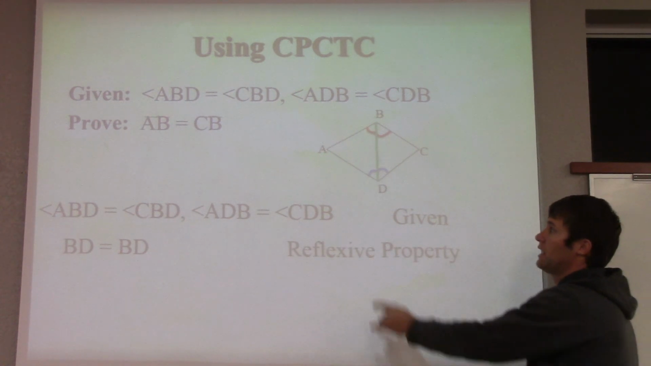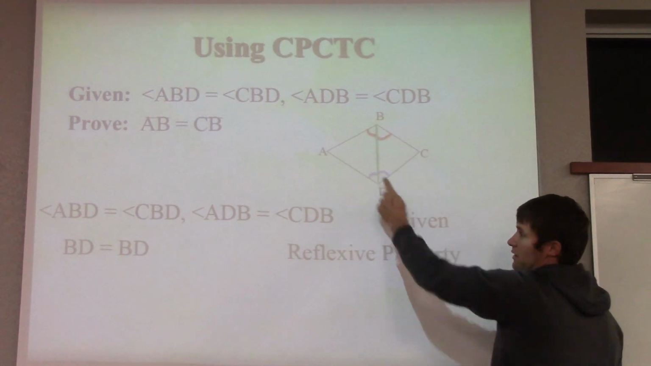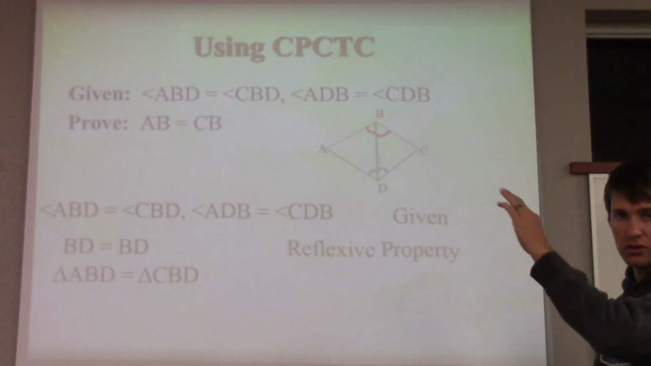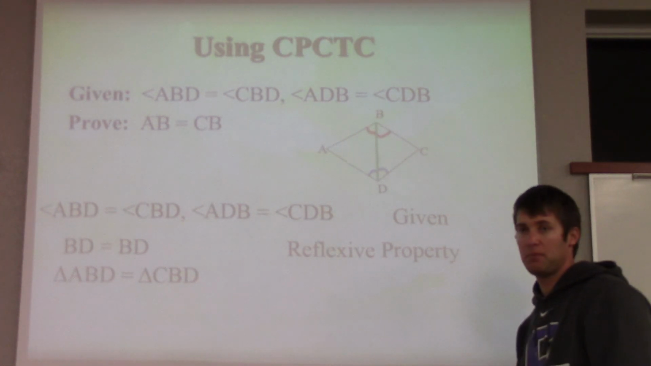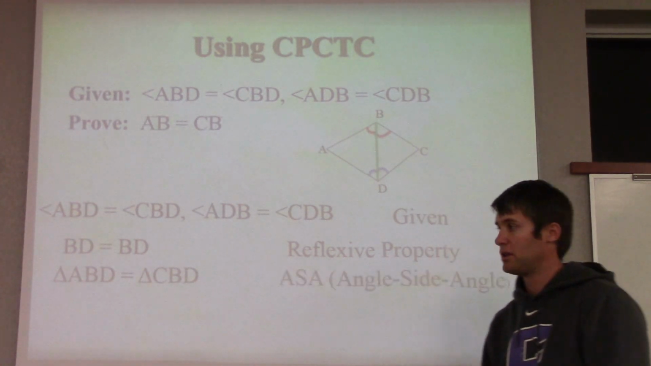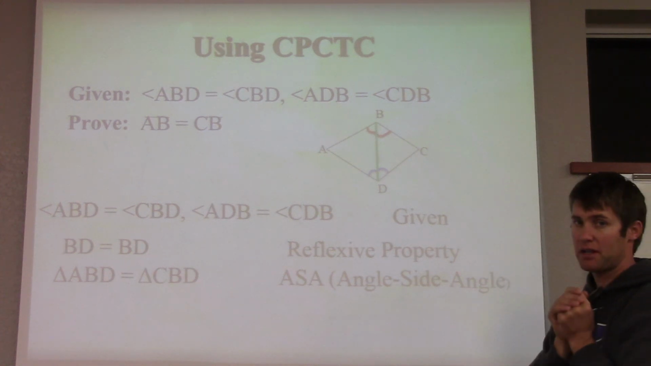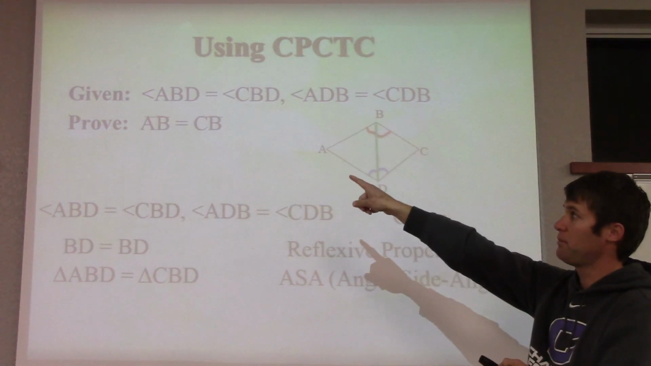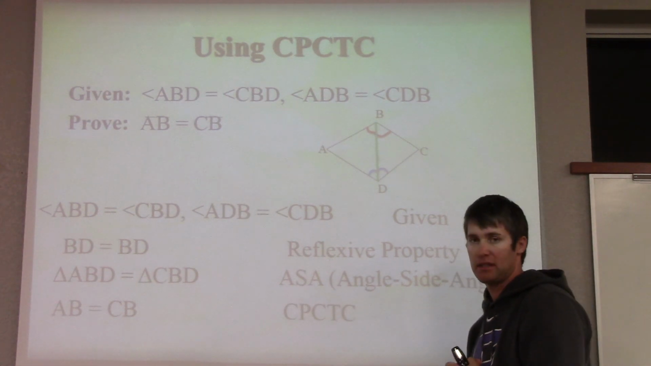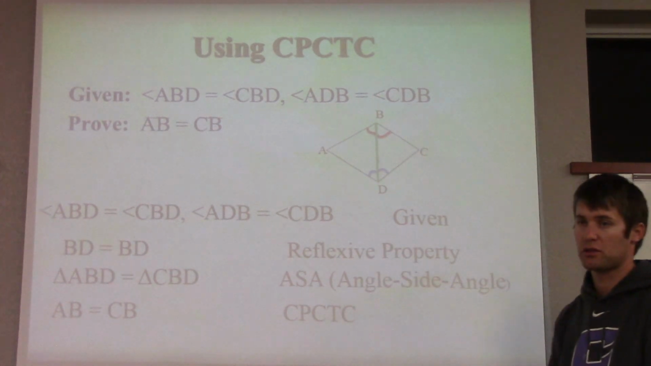So now if you look at it, you have an angle, side, angle. Our theorem that we learned is angle, side, angle. So we know the whole triangle is equal to itself. So triangle ABD is equal to CBD by angle, side, angle. Now that I know the whole thing is congruent, now I can say just what we want to prove: AB is equal to CB. And how can we do that? By CPCTC. So that's where we use it. Once we prove the whole thing's equal, then we can use this property.